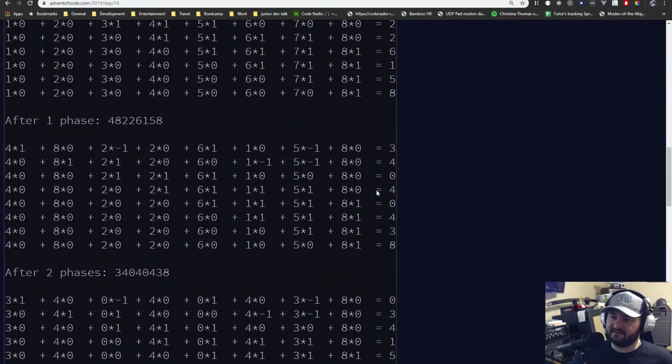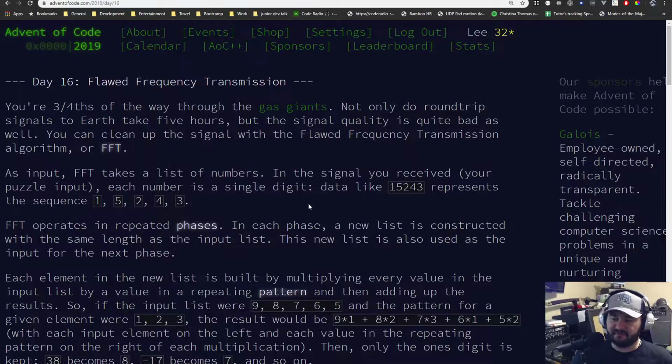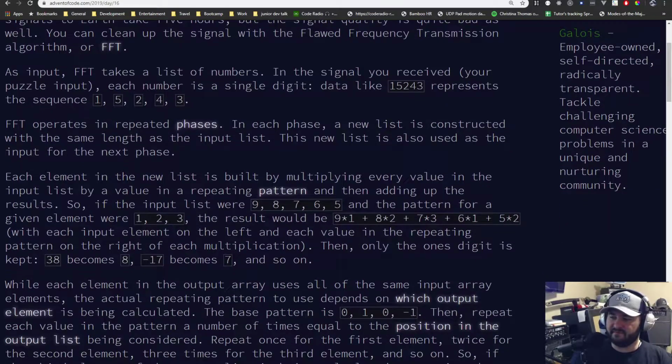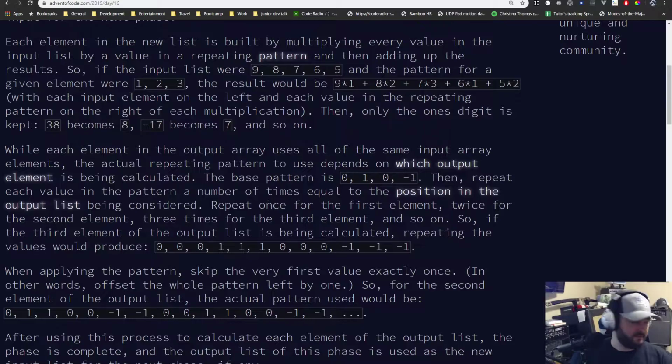And what they say is that for this string of numbers, you're going to need to calculate the new signal. So they say the string of numbers is a signal. And it goes through a phase, and that's like some set of calculations. And then each phase, it becomes a new number. And then the next phase is going to use that number for its calculation. And so they say after 100 phases, they want you to figure out what the number is. So there's a pattern to how this works. And it is based off of this 0, 1, 0, -1 pattern.